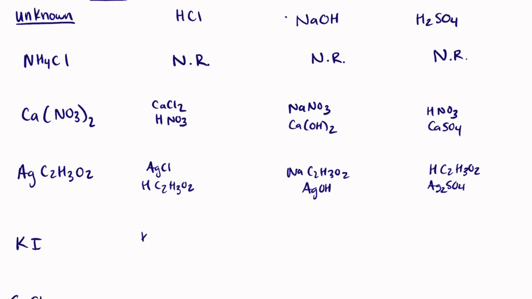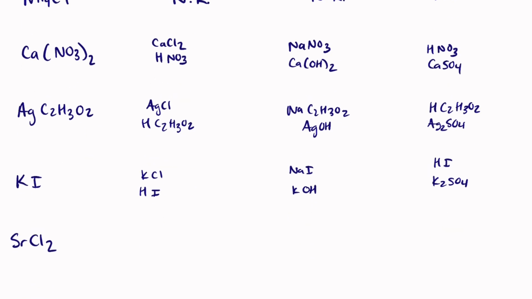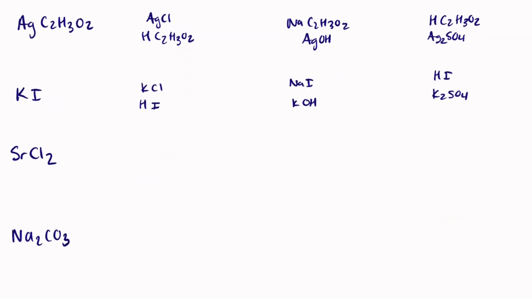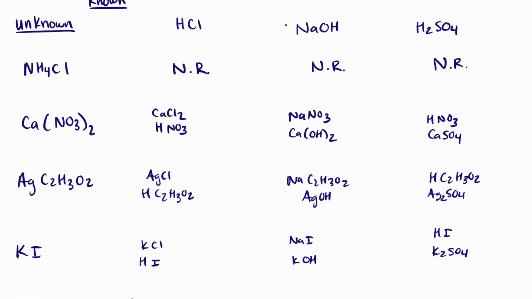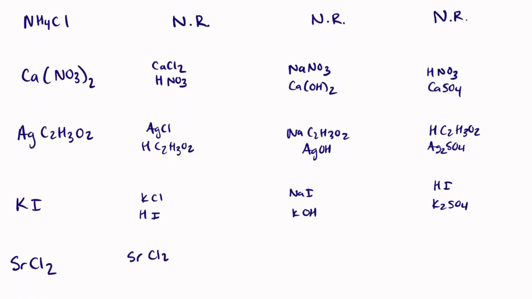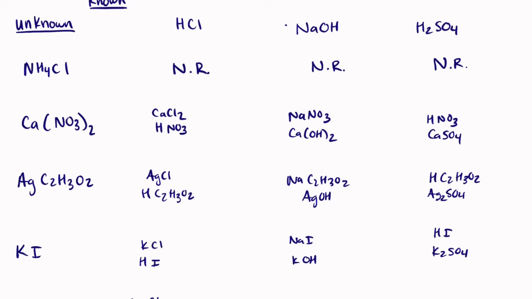We're going to get potassium chloride. We're going to get hydrogen iodide. We're going to get sodium iodide. We're going to get potassium hydroxide. We're going to get hydrogen iodide and potassium sulfate. And these guys, we're going to get strontium chloride, which hopefully you can see is going to be no reaction just because the anions are the same, but we'll write the potential products.